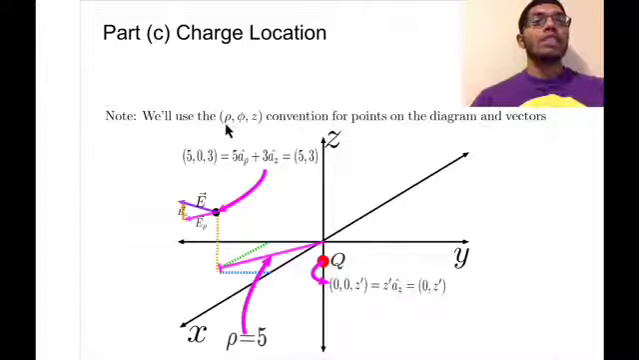I'm using the rho phi z convention as I have in the previous videos, and you can see here that we have 5 in the rho direction, 3 in the z direction, and I've mentioned in the previous videos why I gave phi a value of 0.